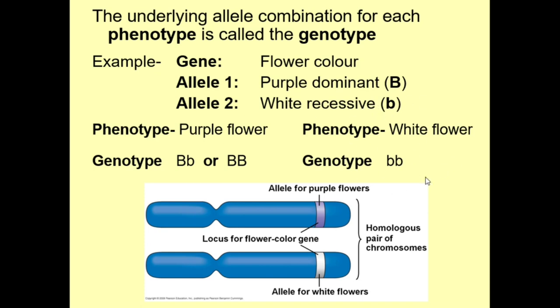So if you look at a white flowered pea plant, you know that its underlying genotype for the character of flower color will have two white flowered alleles. Because if one of these was a big B, the purple flower allele, well then the phenotype would be purple flowers, because that purple flower allele will completely mask the white one. Hopefully that makes sense. So genotype is the underlying allele combination, and that will give rise to an observable phenotype. So in this case, it will be the actual color of the flowers.